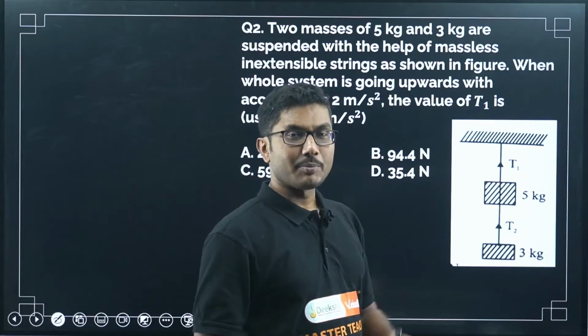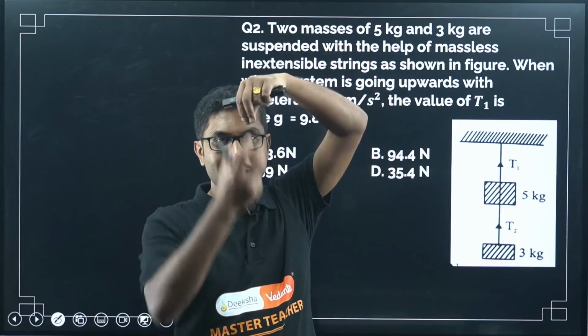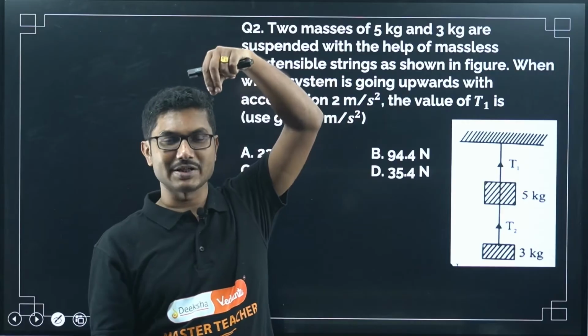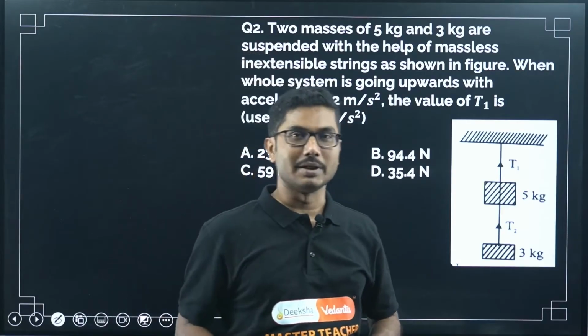Inextensible means, suppose you hang something using a rubber band. What will happen? The rubber band will extend, right? Because it is stretchable, it will extend. So we say this is extensible, right?